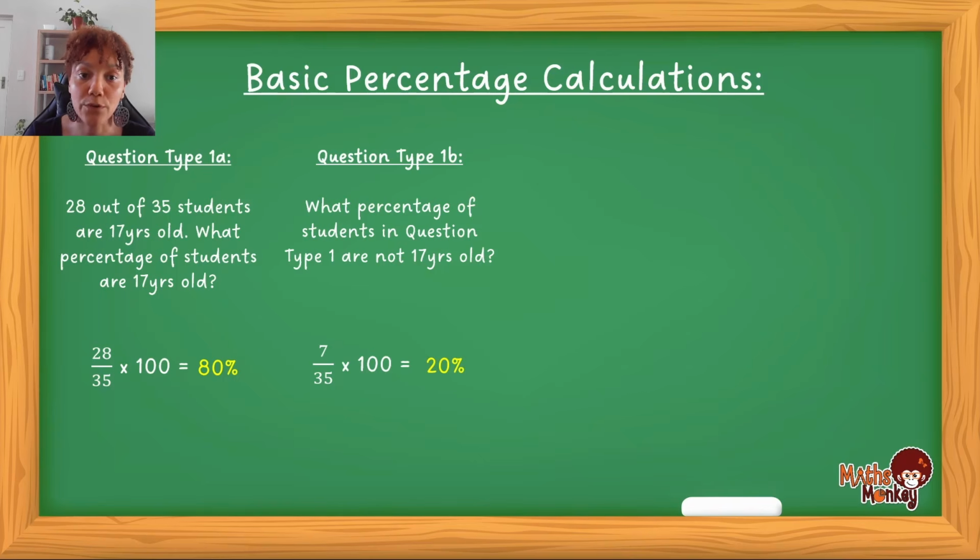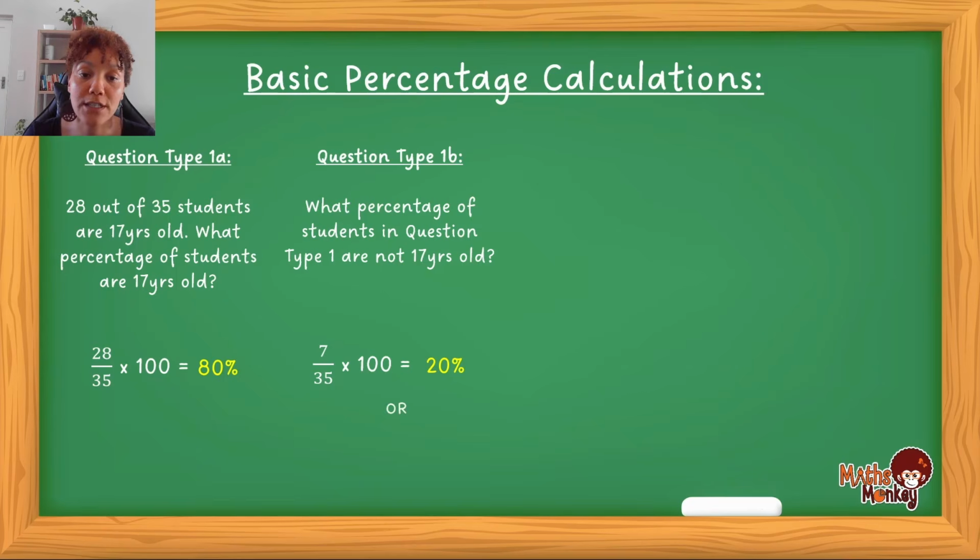What I want you to take note of here is that the total amount of students in this situation is 35. And that 35, which is the total, represents 100%. So 28, which is the 17-year-olds, plus the 7, which is the students who are not 17 years old, together make up the 35, and the 35 is then 100%. So these two percentages must add up to 100.